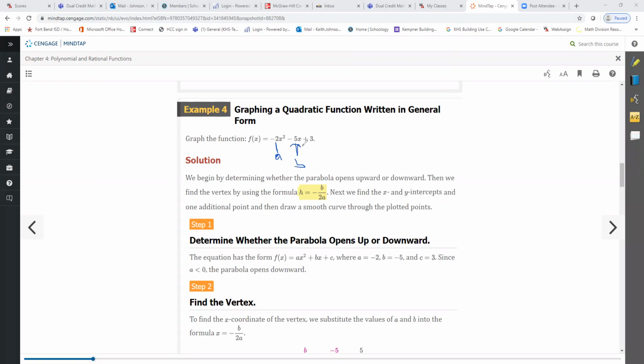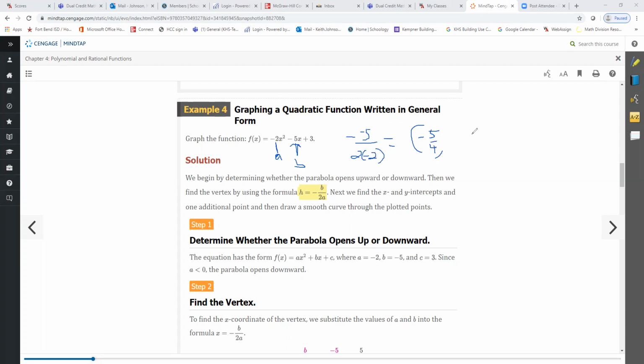Okay, and I think the easiest way to find the vertex of something like this is using this little formula. B, which is negative 5, we have negative 5 over 2 times negative 2. All right, so negative 5 is going to be 5 all over a negative 4, which is going to give me a really nasty x value of negative 5 over 4. Negative 5/4. Okay, now why do I say that's nasty?